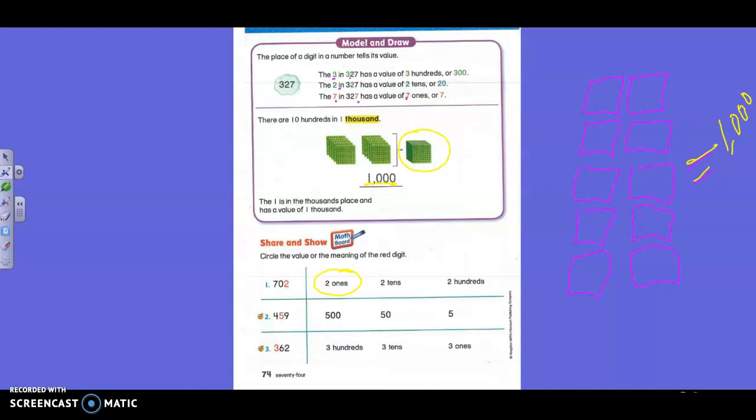Number 2. The 5 is in the what place? 10. So does that mean 500, 50, or 5? 50. And number 3. The 3 is in the what place? 100. So does that mean 3 hundreds, 3 tens, or 3 ones? 300.